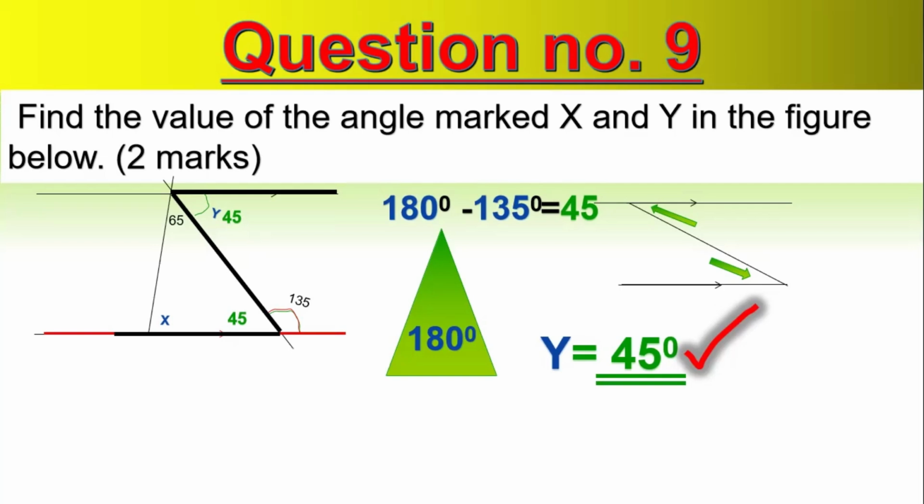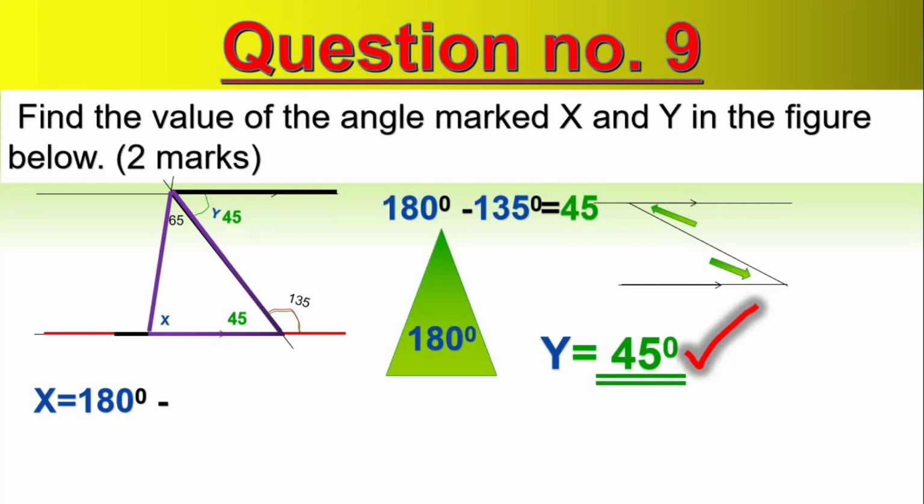Then let's just go to the triangle. The sum of angles in a triangle equals 180 degrees. You all know that angles in a triangle sum up to 180 degrees. So now we know this is a triangle. Look at it. Yeah.